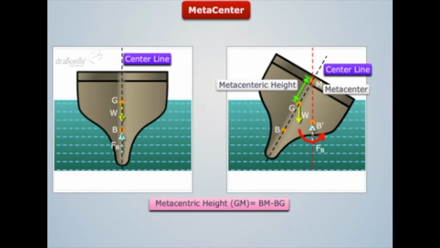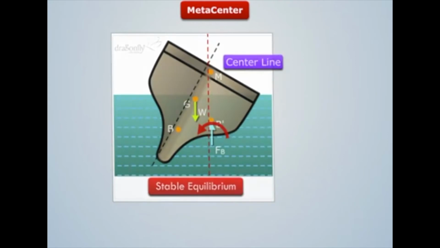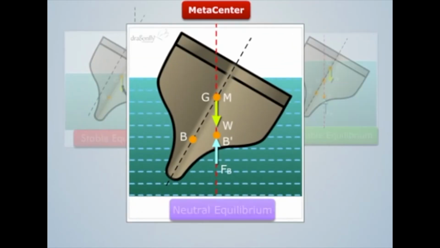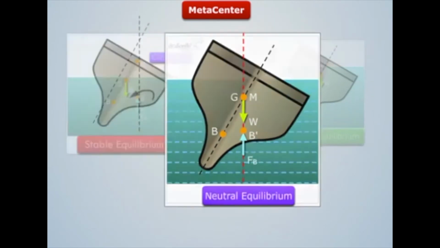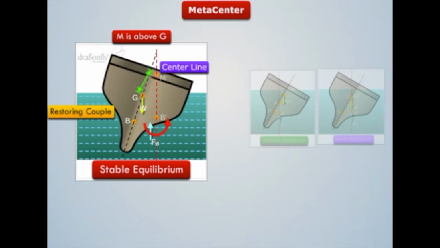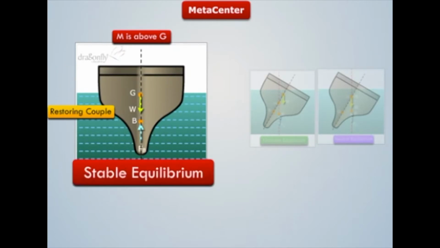Depending upon the location of the metacenter, a floating body possesses 3 types of equilibrium. They are stable, unstable, and neutral equilibrium. When M is above G, then in this case, a restoring couple is formed by the buoyancy force and the weight of the body, which tends to turn the body to its original position. Thus, the body is said to be in stable equilibrium.